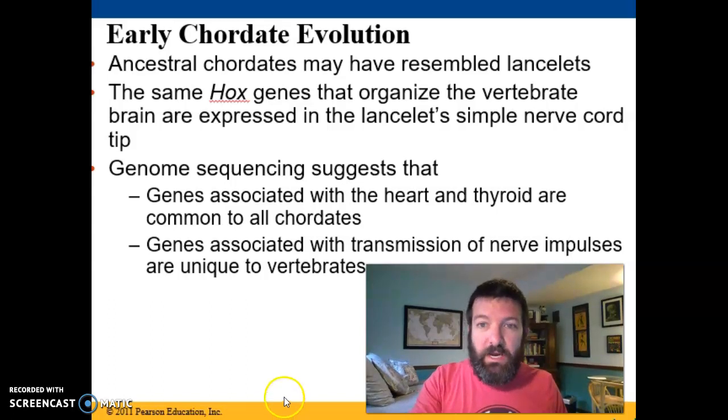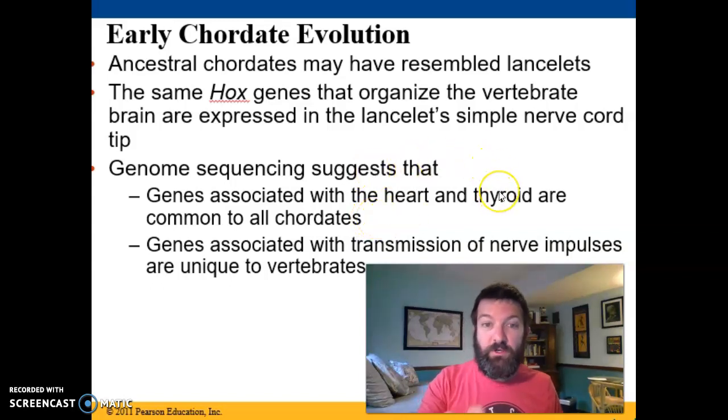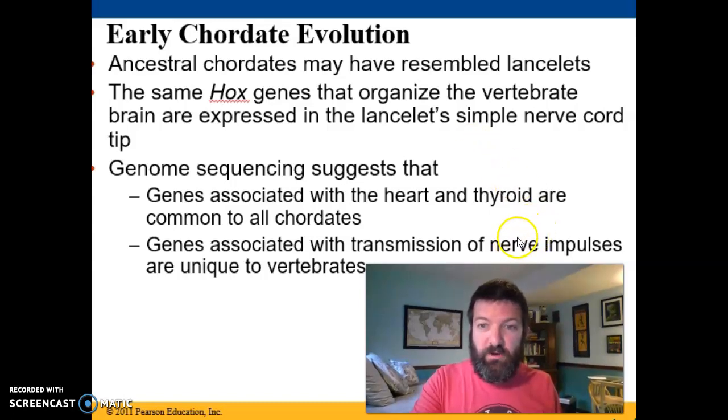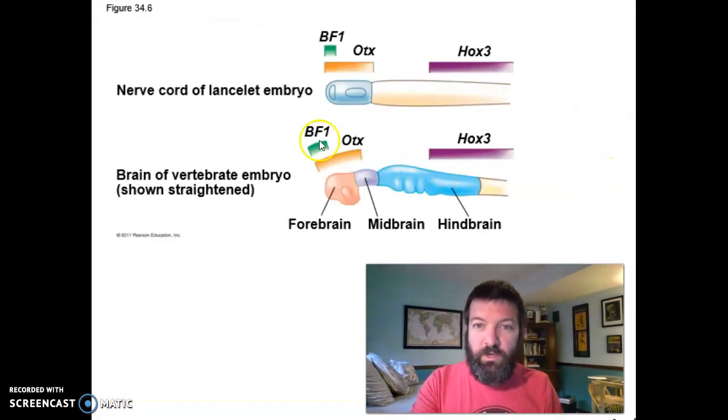Otherwise too, genome sequencing has suggested that the genes that are associated with the heart and the thyroid, for instance, are common to all chordates. But the genes associated with the transmission of nerve impulses are unique specifically to vertebrates. And here you can see what these same Hox genes are doing in a lancelet embryo versus in the embryo of another chordate, sort of a typical chordate. Here we're developing a brain, which you don't do in a lancelet.